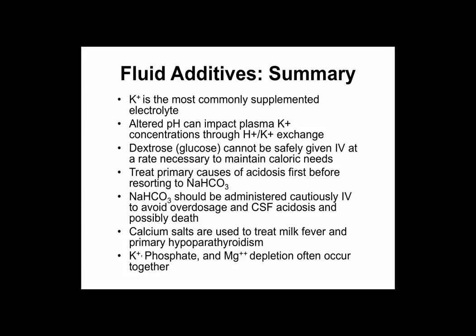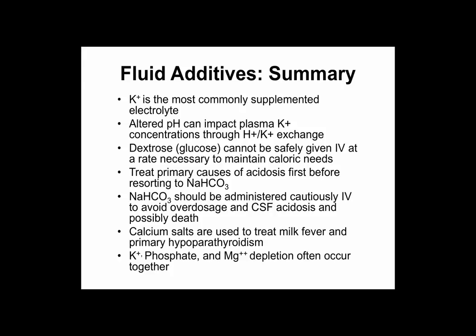So in summary about the fluid additives, potassium is the most commonly supplemented electrolyte. Altered pH can impact plasma potassium through that hydrogen-potassium exchange in the cell membrane. Dextrose cannot be given safely IV at a rate necessary or adequate to maintain caloric needs. So if we need to keep the animal with enough calories, we usually have to use other, nutritional means to provide those calories.